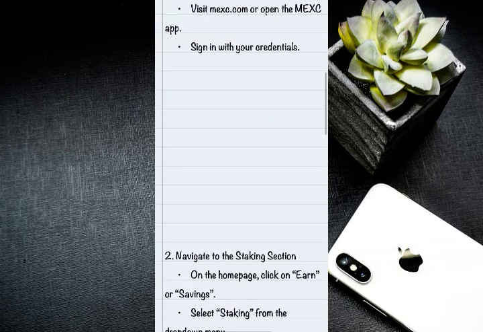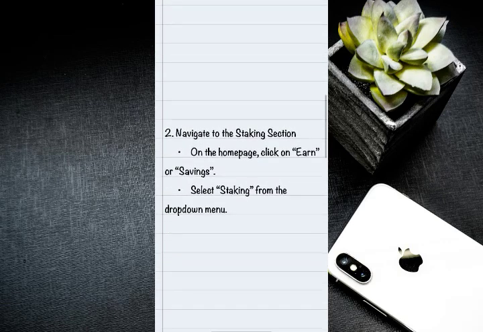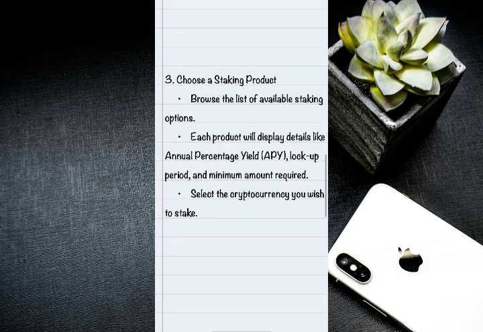in with your credentials. So once you are logged in, navigate to the stake section, and on the home screen click on the earn or savings, then select staking from the drop down menu. Then on step 3, you have to browse the list of available staking options. So each product will display details like annual percentage yield, lock period, and a minimum amount required. So select the cryptocurrency you wish to stake.